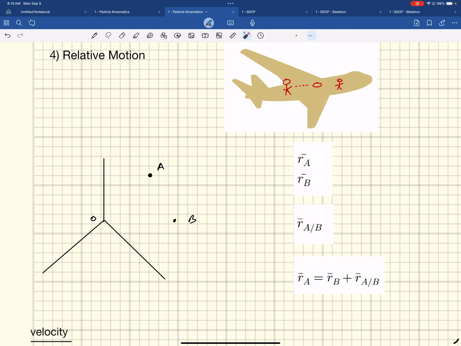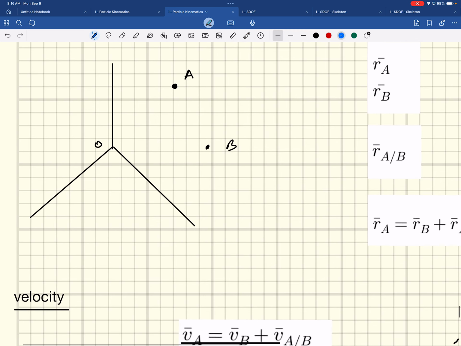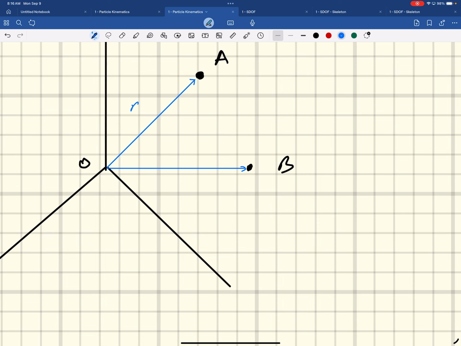Say I was on Earth looking up at that frisbee and asked how fast it's going. I could determine that based on how fast the plane is going and how fast the frisbee is going relative to the plane. If I have both of those things, I can determine how fast it's going. Mathematically, if I've got two points, we'll talk position first: point A with a position vector pointed to it, and point B with a position vector pointed to it. Call these R_A and R_B.